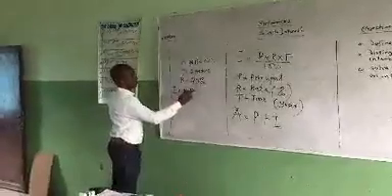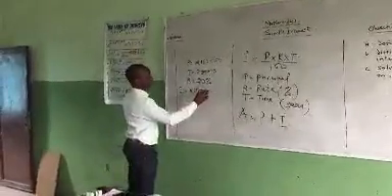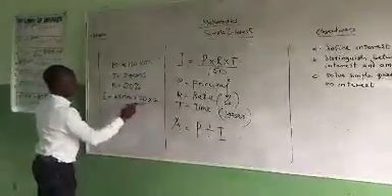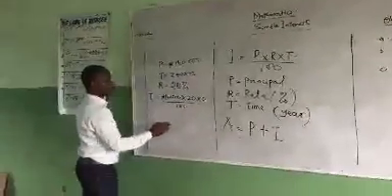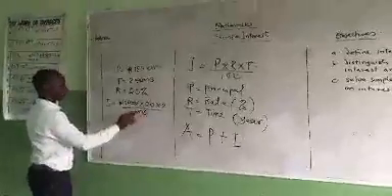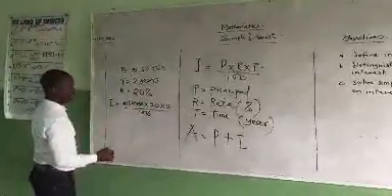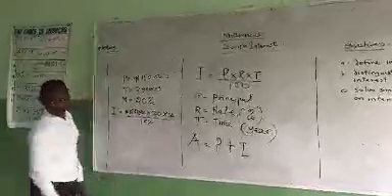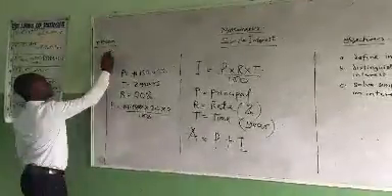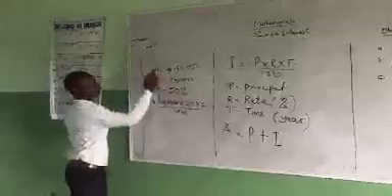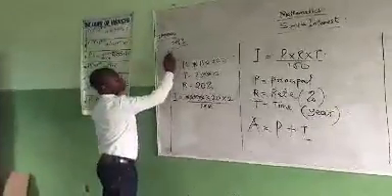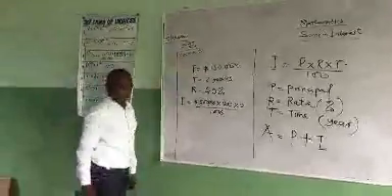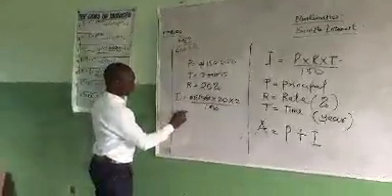Now, to find the simple interest for this question, interest equals 150,000 times 20 times 2, everything over 100. We cancel 0, we cancel 0. We now have 1,500 times 2, which is 3,000, right? Then we have 3,000 times 20, which is 60,000.